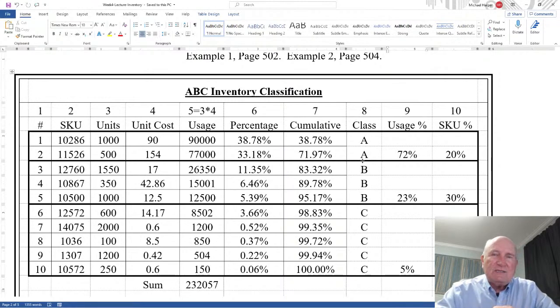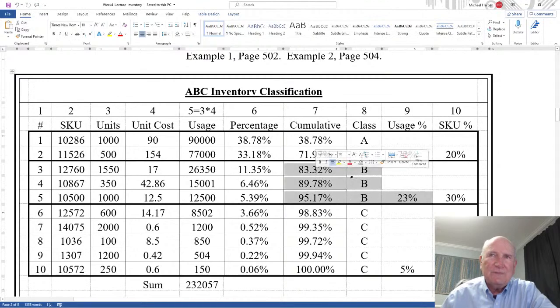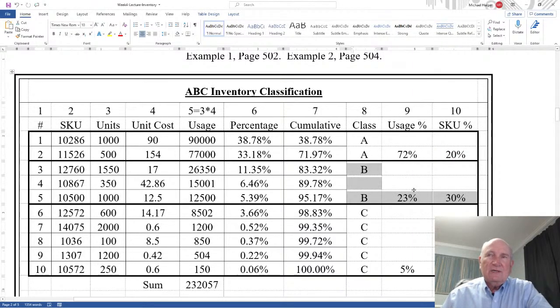So ABC inventory classification essentially classifies the items into groups: very important, important, and less important. Very important is the A items, where you pay a lot of attention, a lot of effort, a lot of resources, a lot of analysis. The next is somewhere around 20%. Here I have 23%. They're called B items, and that's like 30% of your SKUs and 23% of your dollar usage. I lost a B in there, so let me put another B. There we go, there are 3 B items here.